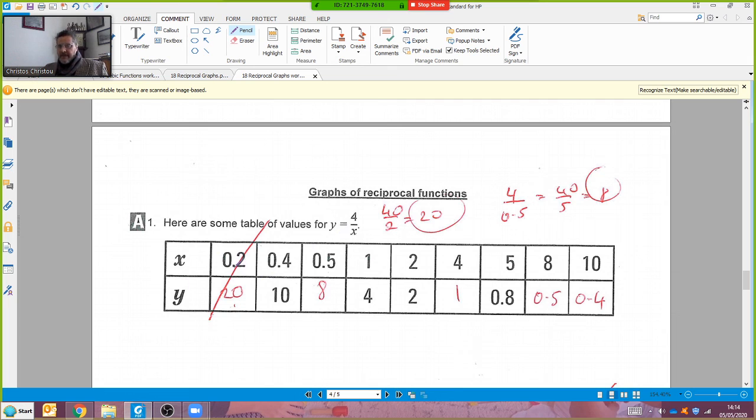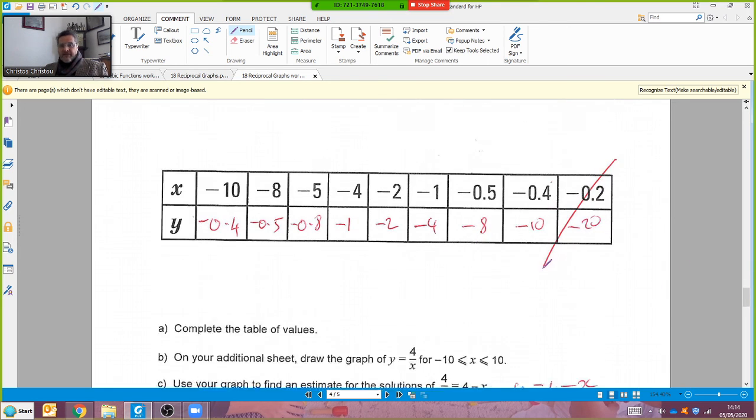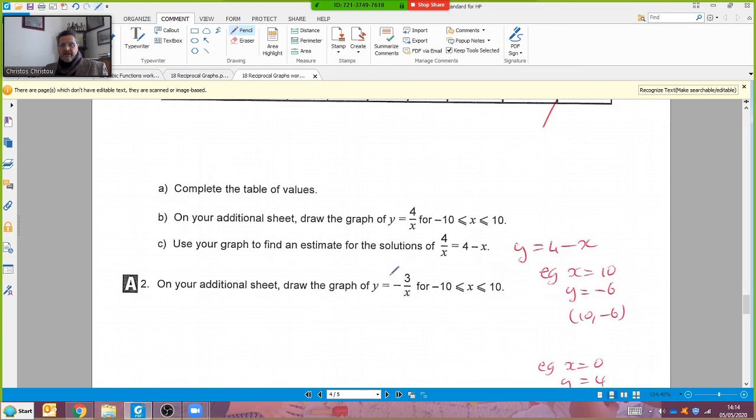And I realised the grid that they gave us doesn't actually allow you to plot 0.2, 20. So that one I just crossed off originally when I did it. Again, I worked these out in my head. It's not difficult. And again, the other one, minus 0.2 and minus 20, that's never going to work. So here's what I said before.